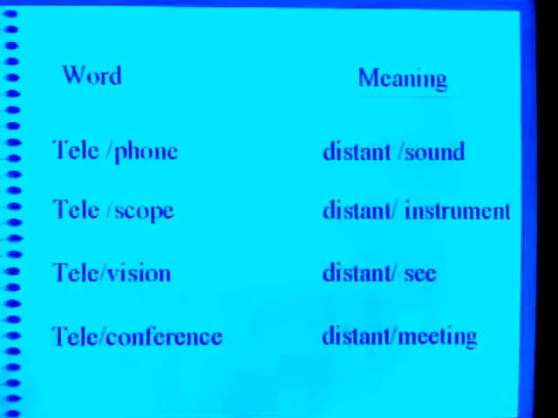Telephone, the meanings can be divided as distant and sound. So it is an instrument that enables us to send the sound to a distant place. Telescope, distant instrument, an instrument which enables us to see the things or the objects from a distant place. Television, distant see, an electronic device that enables us to see what happens at a distant place. Teleconference, distant meeting. People stay at their own cities and towns, but they discuss, meet and have a congregation through video conferences, as we call it. Meeting, but people stay at their own places.